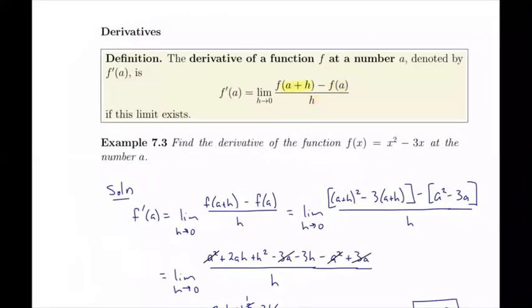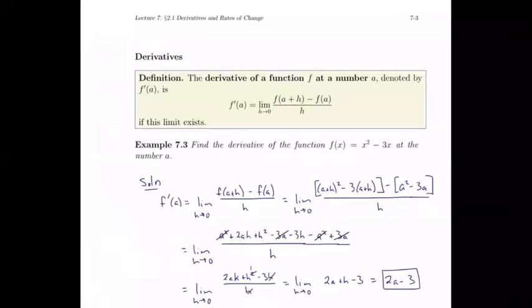Now you probably encountered this expression without the limit in it back in a college algebra course, or hopefully you have. This is called the difference quotient. We'll evaluate this difference quotient as a limit as h approaches 0, and if that limit exists, then we know that we've got the derivative of the function at a. So let's have a look at the first example.